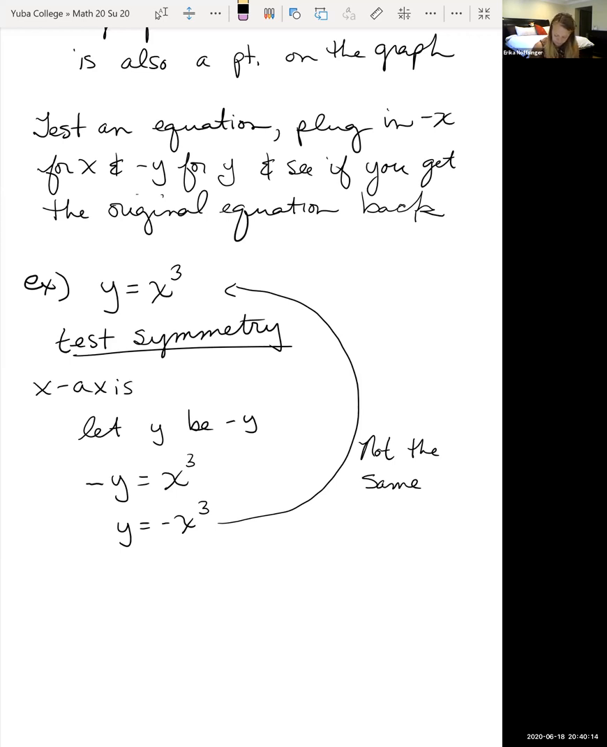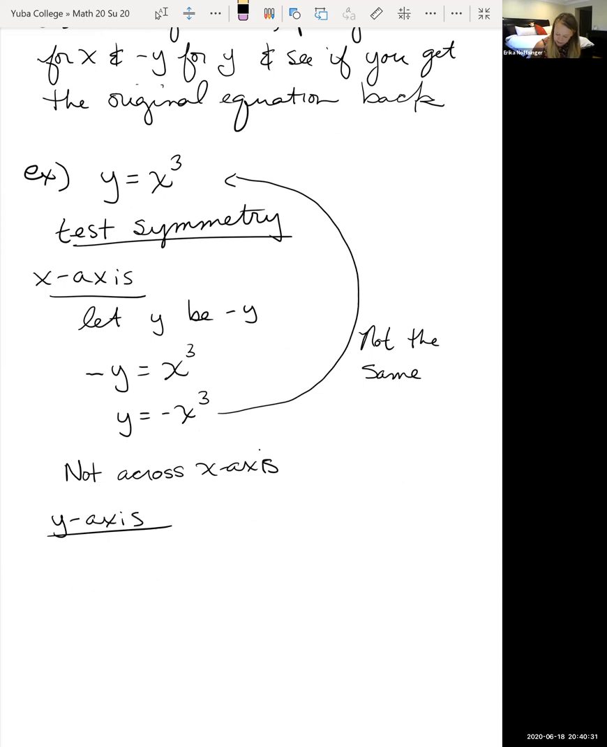Sorry, it's not across the x-axis. Okay, so y-axis, we're going to let x equal negative x and see if it remains unchanged. Well, we have y is equal to, plugging in negative x for the x.